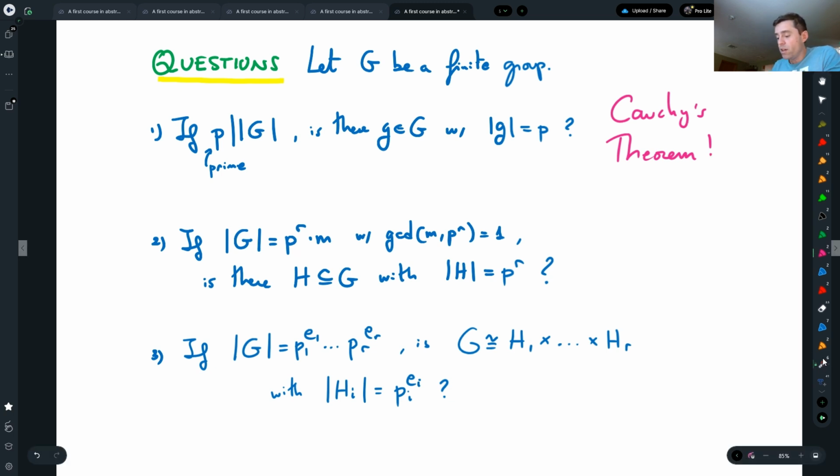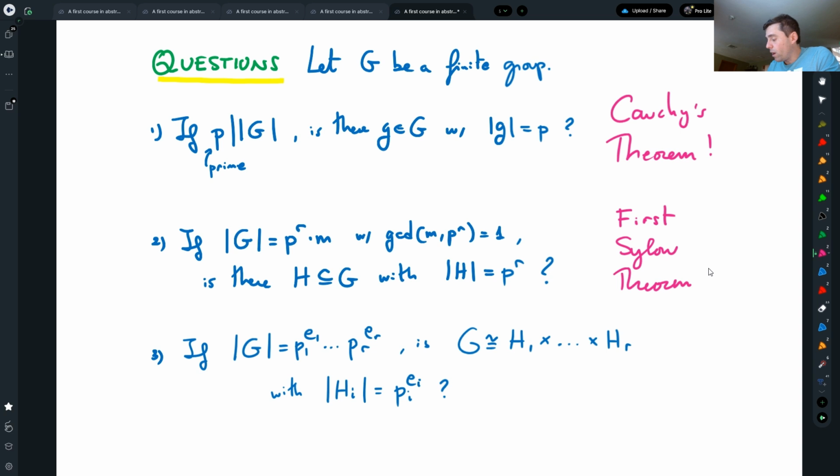Now, the second part was that we defined what the P primary components were, but the key part of the P primary component was that if we have a group and the order of the group is a power of P times something relatively prime to P, we found a subgroup called the P primary component of order exactly P to the R in an abelian group. And so is that true in general? If we have this decomposition of the order, is there a subgroup that has order exactly P to the R that is going to play the role of the P primary components? This is actually also true, and this is going to be what we call the first Sylow theorem. And guess what? We are also going to prove this using group actions.